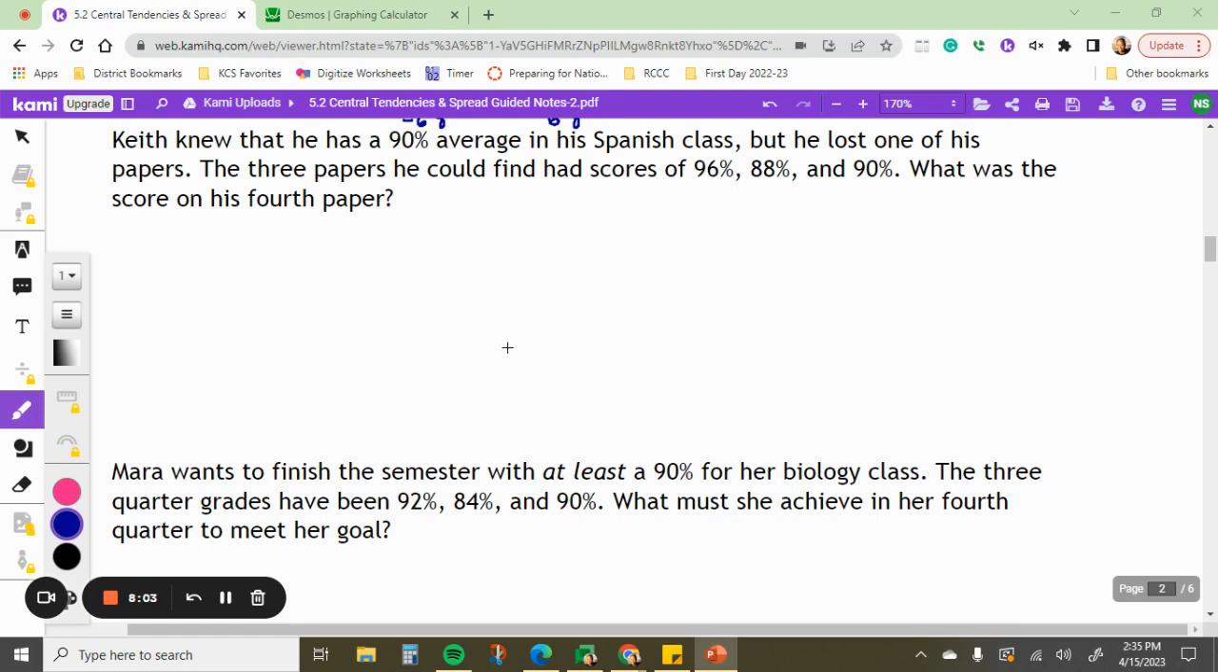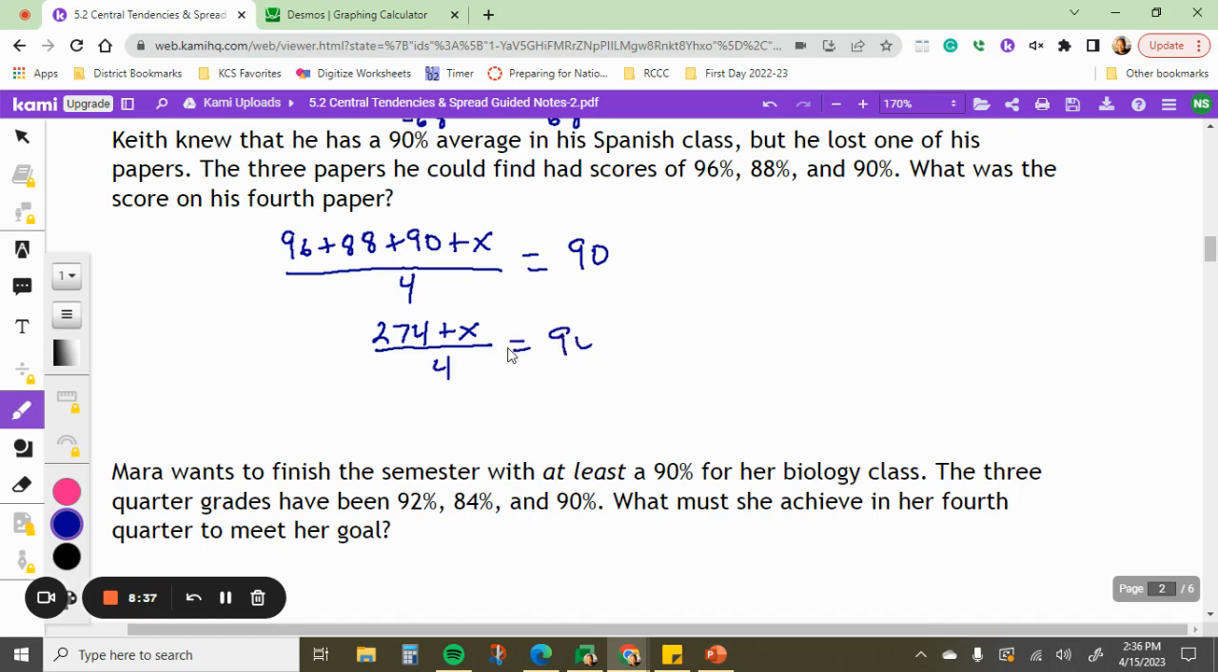So I'm going to do this thing again where I add up 96 plus 88 plus 90. And I don't know what the 4th score is. I'm going to add plus x. And that's over a total of 4 papers that have been graded. All of this should equal out to 90. So, like I did last time, I want to go ahead and combine my like terms. So I'm adding up 96, 88, and 90. I will get 274 plus x. And all of that's going to be divided by 4 and should equal 90.